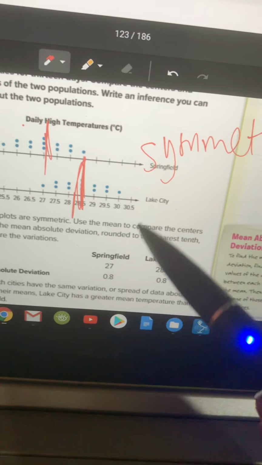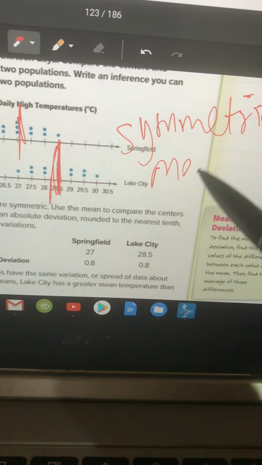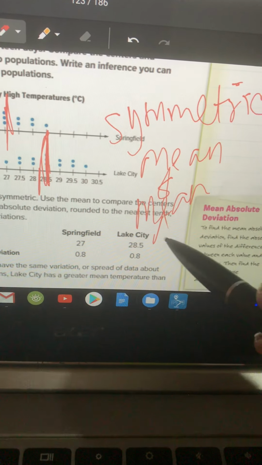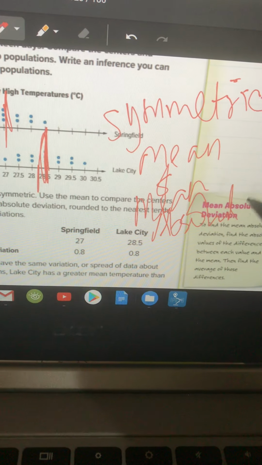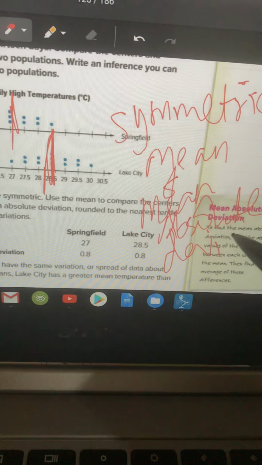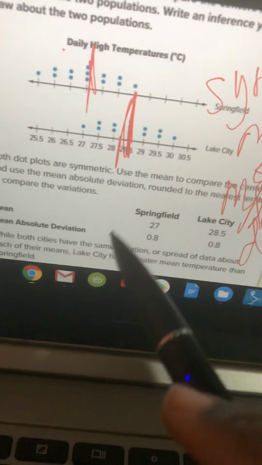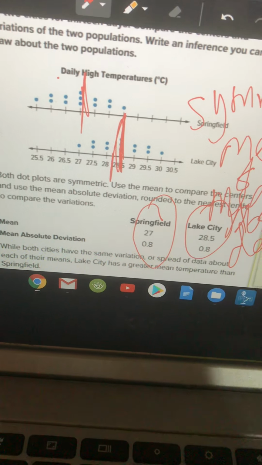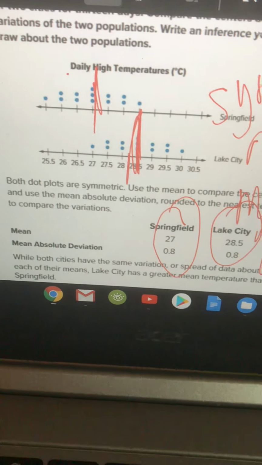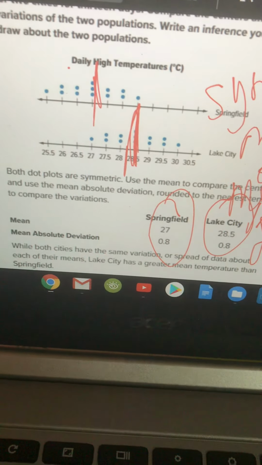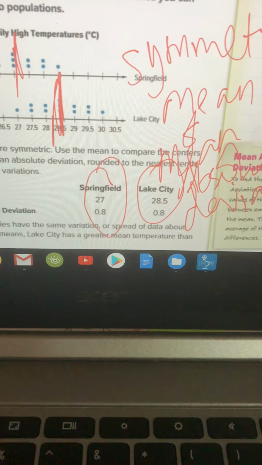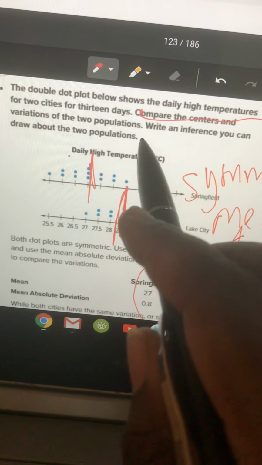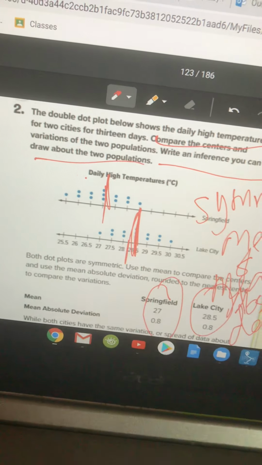Since it is symmetrical, I will use the mean and the mean absolute deviation. Okay? Which they did. They did the work, and these are the values that they got. I have already shown you how to find the mean. I have shown you how to find the mean absolute deviation. Okay? And what did the question say? Compare. The question wants us to compare, and it wants us to write an inference about the data.